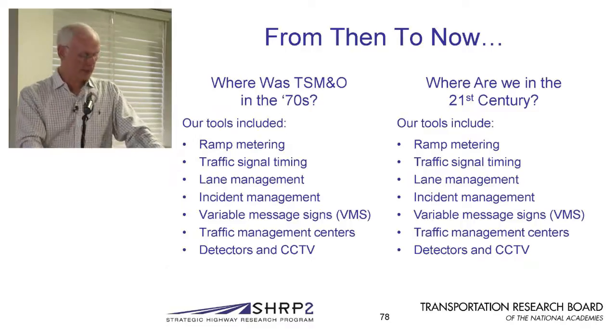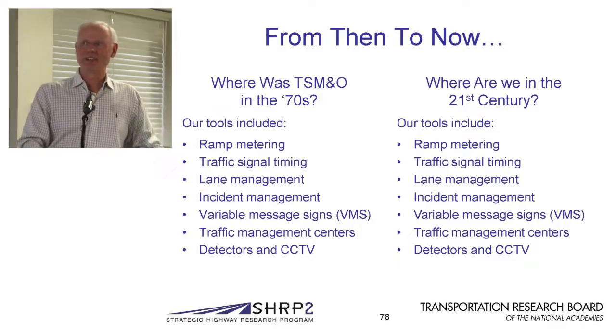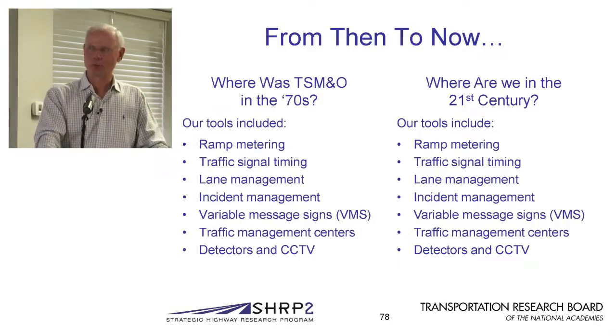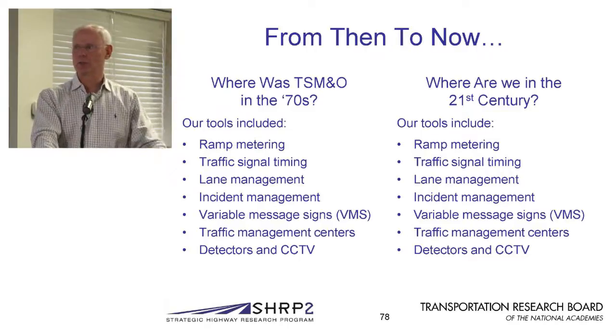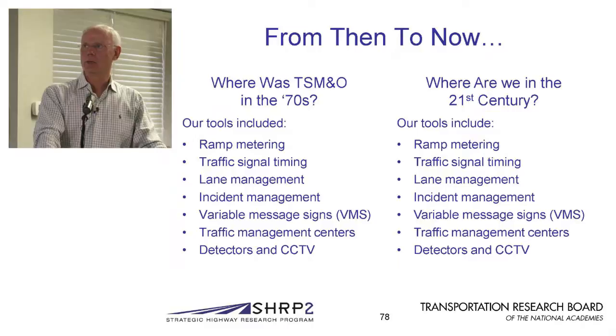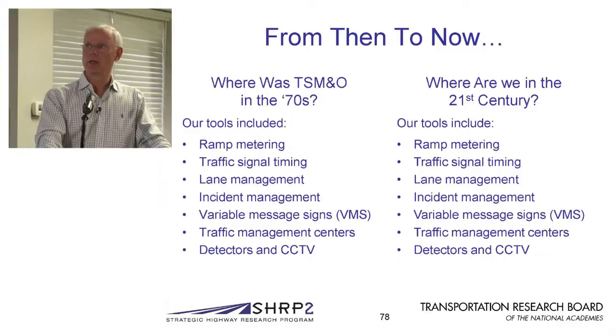Now, this slide tends to be perhaps a little negative, but there's truth to it. What we did in the 70s, well, we did ramp metering, we did traffic signal timing. We were looking at lane management. You could see lanes with red X's above them. And what are we doing today? Well, we're still doing all those things, but as I said, they're more widely deployed. We're doing them better because of the advantages that we have.